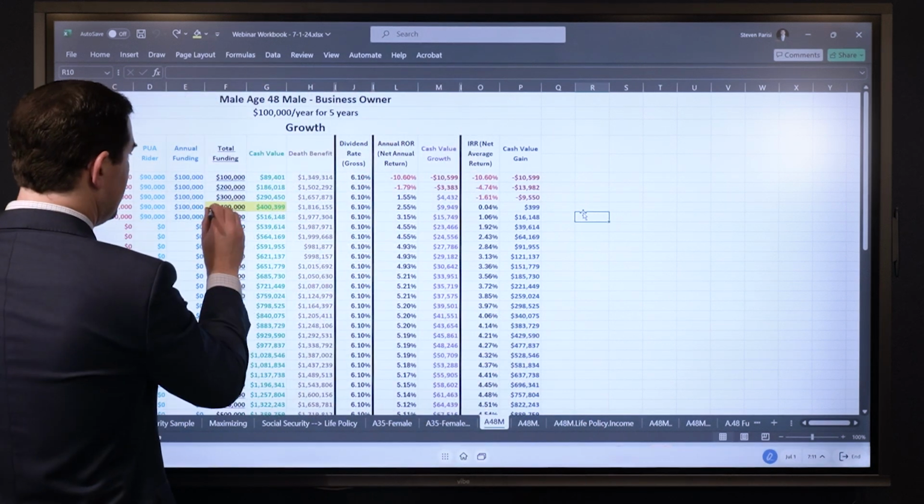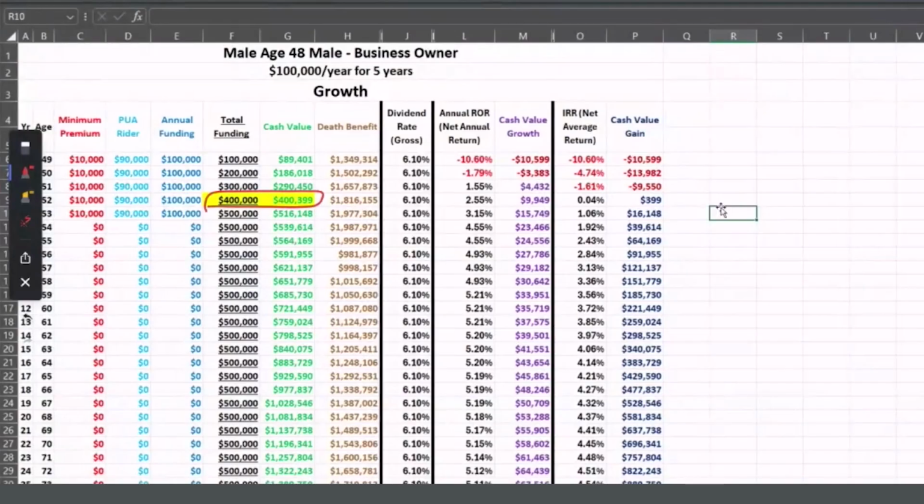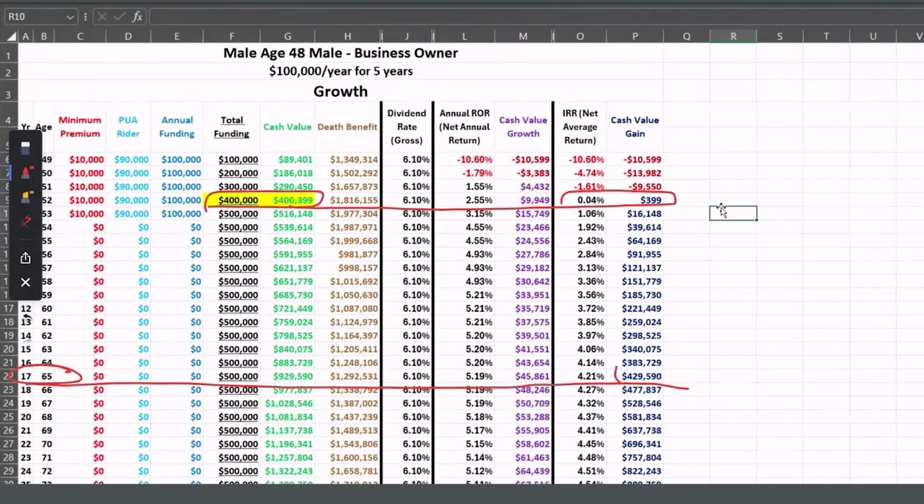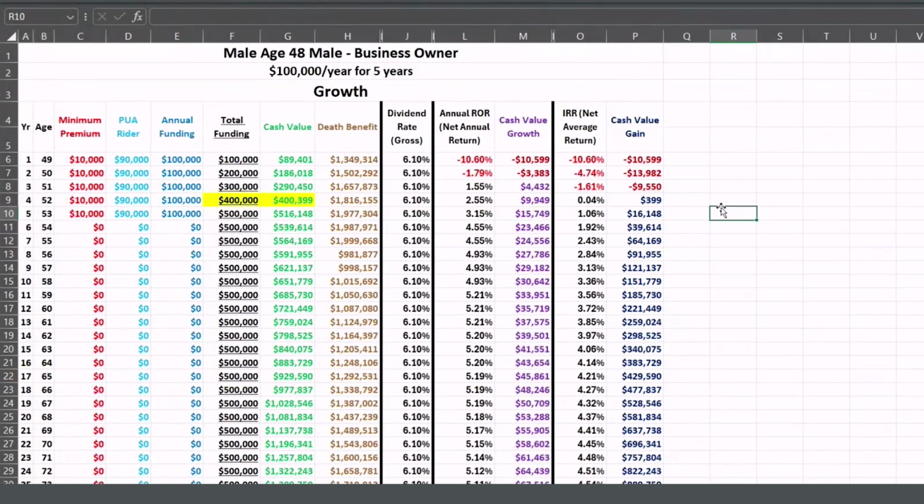Look at this. It's negative until you hit that point where it's highlighted in yellow. And if we look at 65, you've got a $429,000 gain. And the reason why is because you paid in 500, you've got 929. The difference is the gain. Make sense? Pretty cool, right? So that's the breakdown of the policy. A lot of info there.